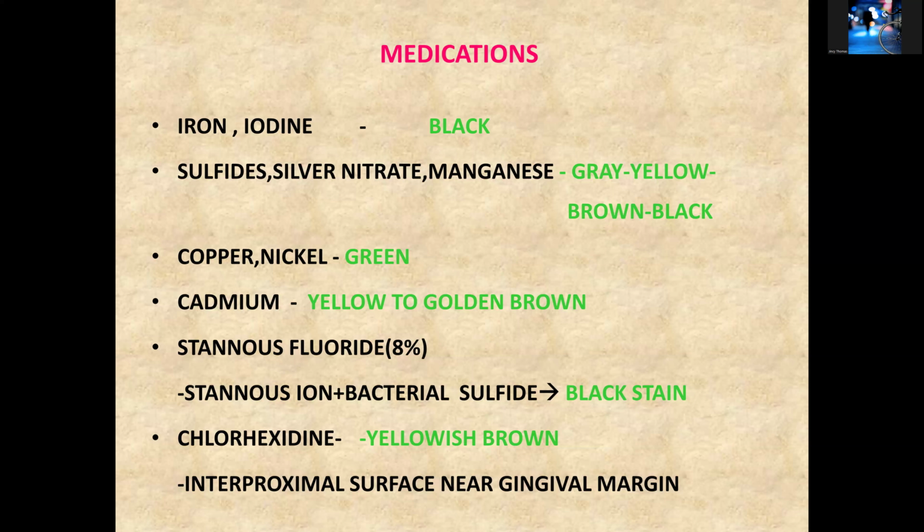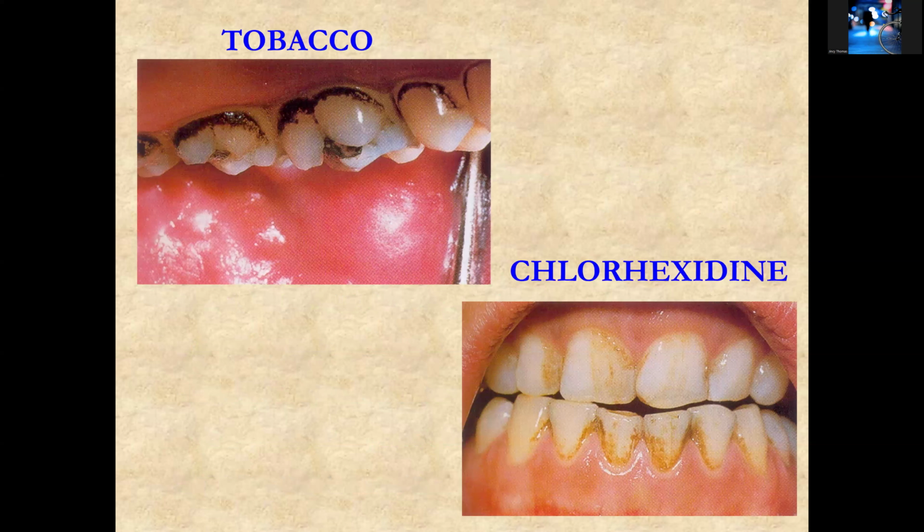Stannous fluoride, which we mostly use as mouthwash, can even result in black stains. Fluoride mouthwash on frequent use can result in yellowish brown staining of the teeth, which is mostly seen on the interproximal surface of teeth near the gingival margin. So this diagram is a typical example of tobacco-related stains, and the second diagram shows stains on the interproximal surfaces due to the frequent use of chlorhexidine mouthwash.